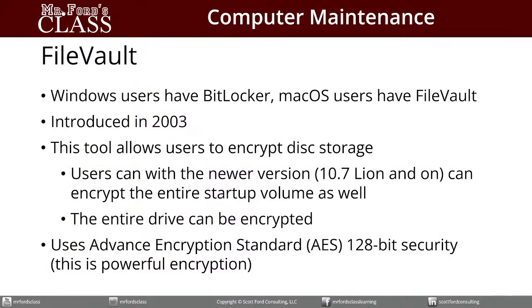FileVault, also something that the exam specifically mentions. Windows users have something called BitLocker. This is all about encryption, okay? So Windows has BitLocker, while macOS users have something called FileVault. This was introduced back in 2003, and this tool allows users to encrypt disk storage. Now, originally, when it was first released, people could only encrypt part of their drive. They couldn't encrypt the entire drive. They could encrypt parts of it, right? They could encrypt files and folders and all that other stuff.